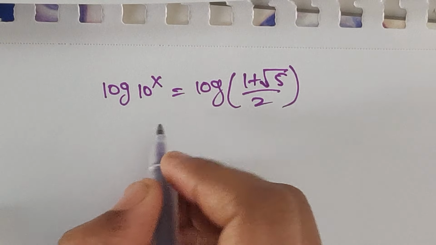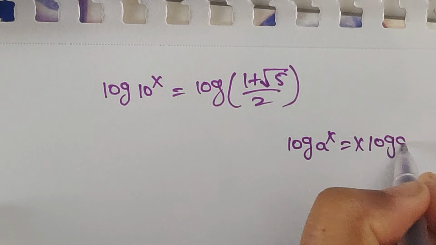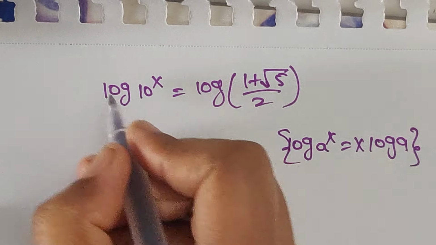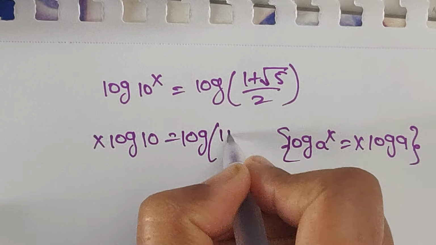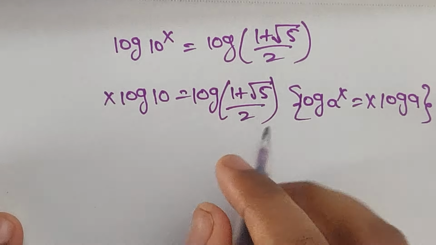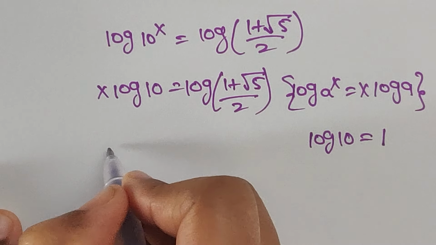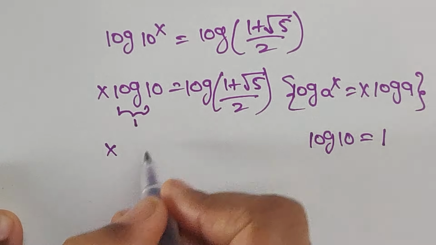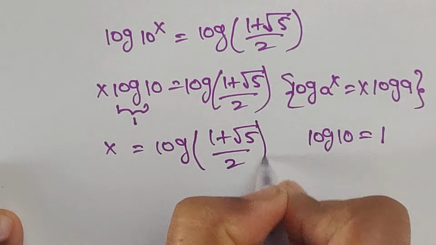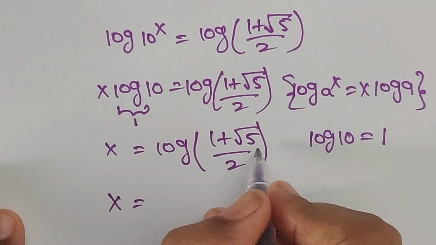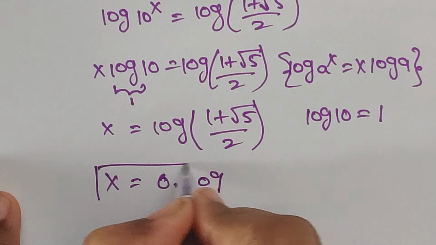Okay. So here use this formula, log a to the power of x equal to x log a. So use this formula, here we can write x log 10 equal log of 1 plus square root of 5 divided by 2. So log 10 value is 1. So x equal log of 1 plus square root of 5 divided by 2, which is equal to 0.209. So this is the x value.